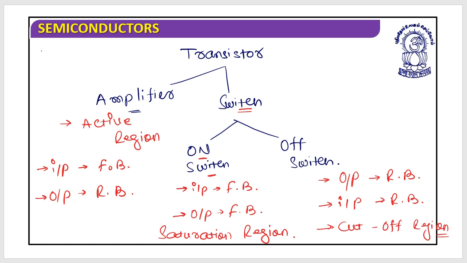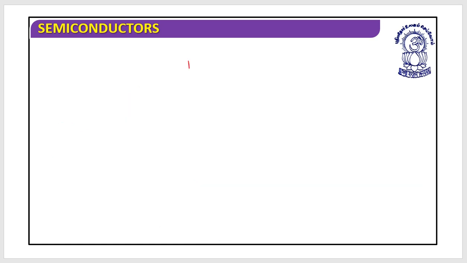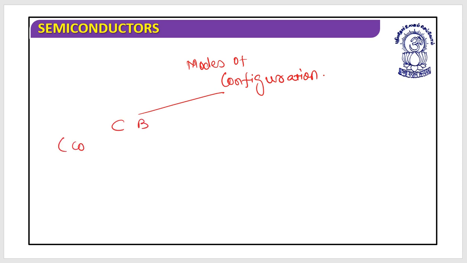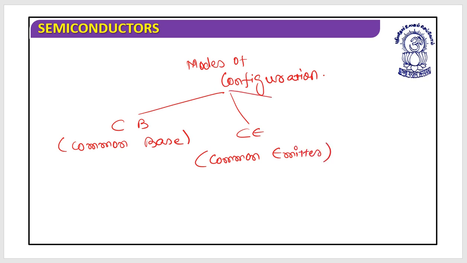Then we have discussed the three modes of configuration. One of them is CB, the common base configuration. Another is CE, the common emitter configuration. And the last one is CC, the common collector configuration. This is not in the syllabus, but we have derived the required relations for common base as well as common collector. I hope this is clear.